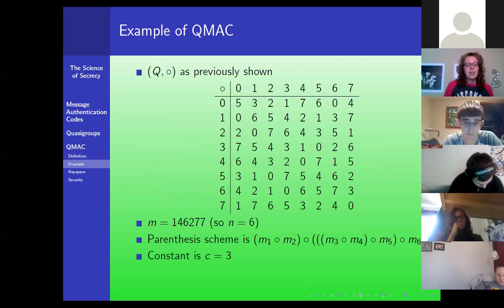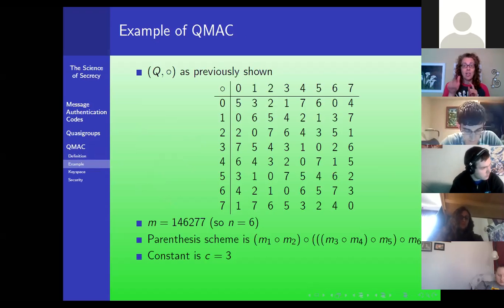Same quasi group. Let's say that we have a message 146277. So the N is equal to 6 in this case. I'm blocking my message up into 6 characters, 146277. And then there's my parenthesis scheme right there. I am not going to attempt to read you my parenthesis scheme. It is not going to work, not going to happen.